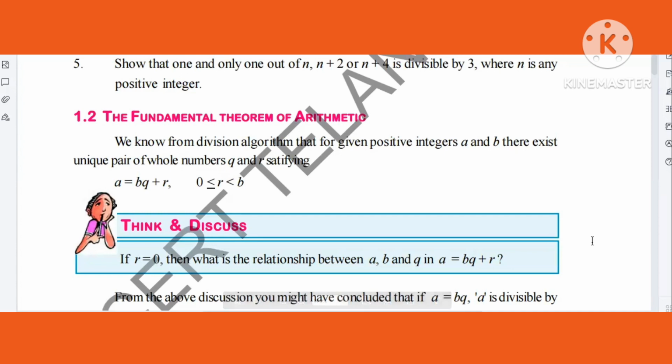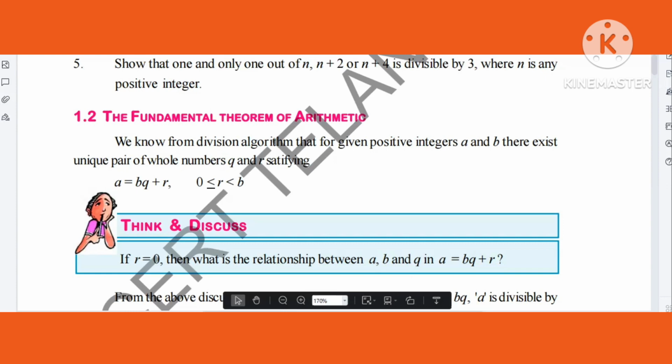Hello students. In the previous videos, we have discussed Euclid's division algorithm and also how to calculate HCF by using Euclid's division algorithm. We discussed some problems, all the problems in Exercise 1.